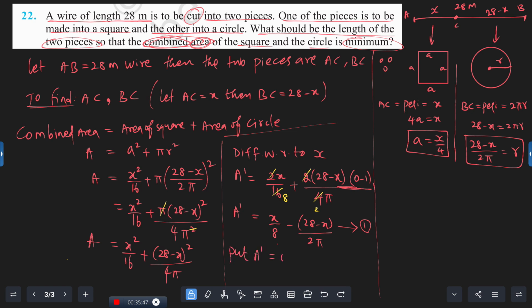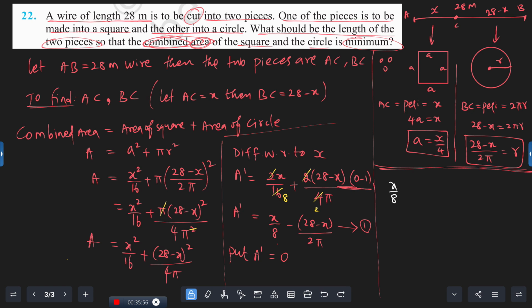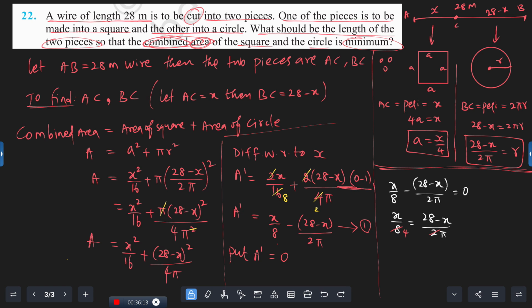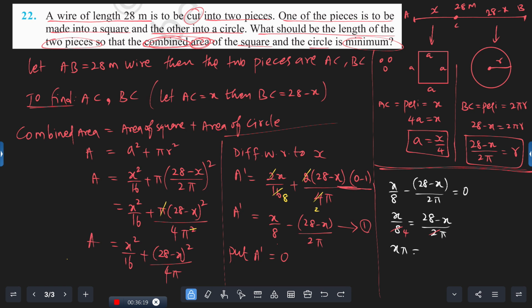If A dash is equal to 0, what am I getting? x divided by 8 minus 28 minus x divided by 2 pi, which is equal to 0. The minus number when you send it to the opposite side will be positive, so 28 minus x divided by 2 pi. Now you can cancel the number. 1 2s are 2, 4 2s are 8. 4 and pi you take cross multiply. When you take cross multiply, x pi, 4 into 28. 28 4s are, 8 4s are 32, remaining 3.